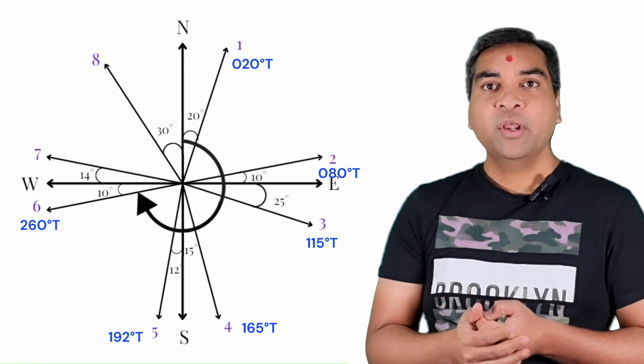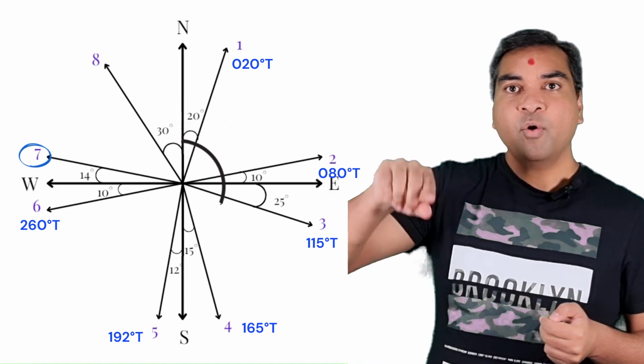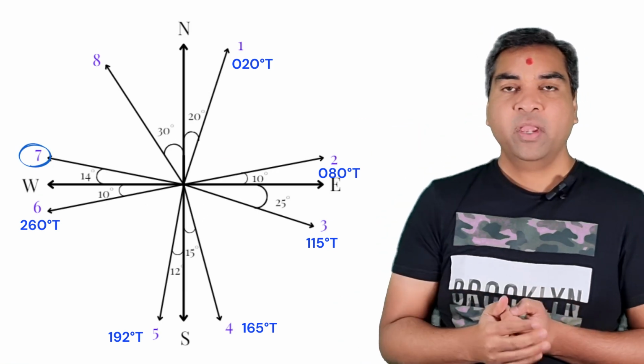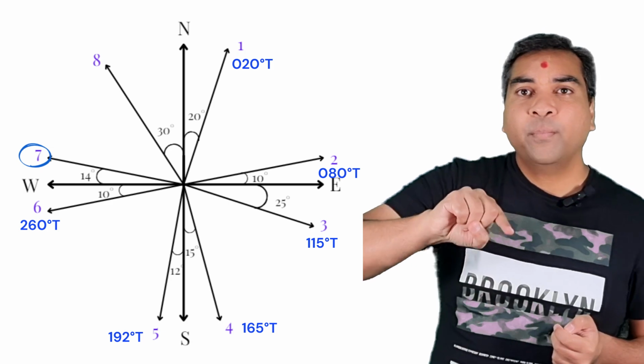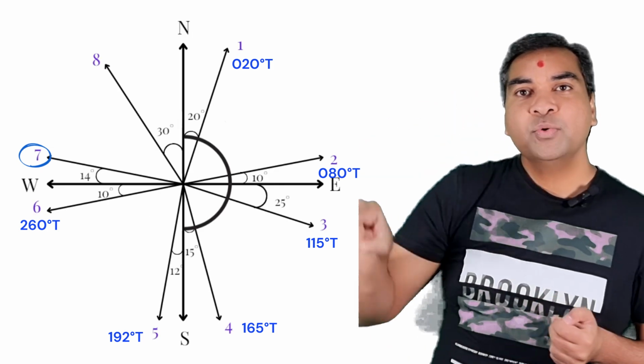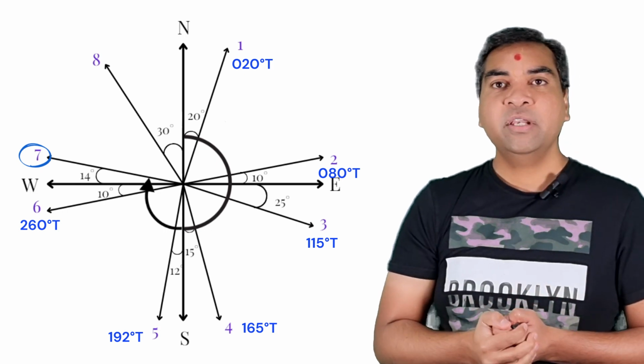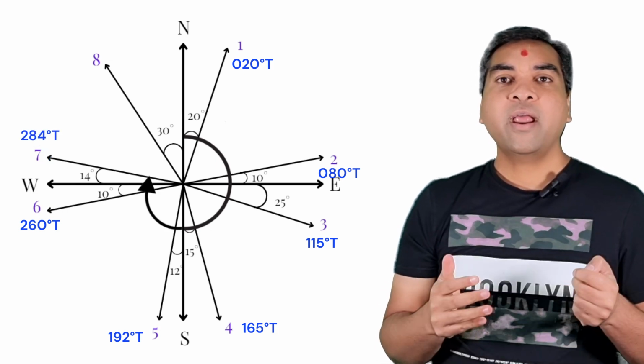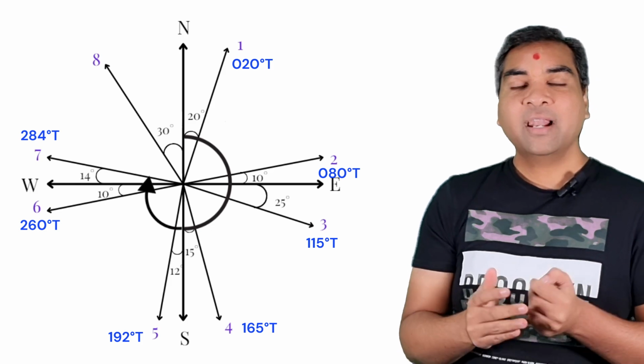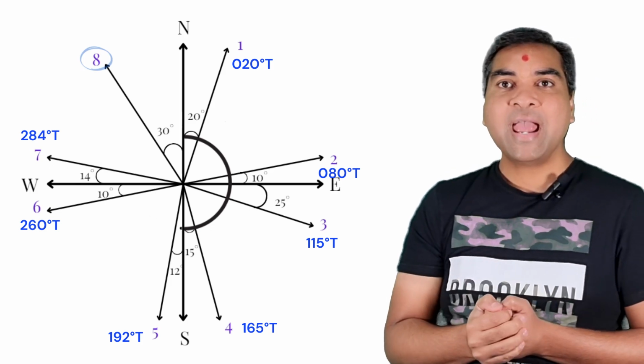If I now find out the bearing of line 7, I have to go from north to west, which is 270, plus 14 degree more. 270 plus 14 degree more. So 270 plus 14 will be 284 degree. And the last one, the bearing of line 8.